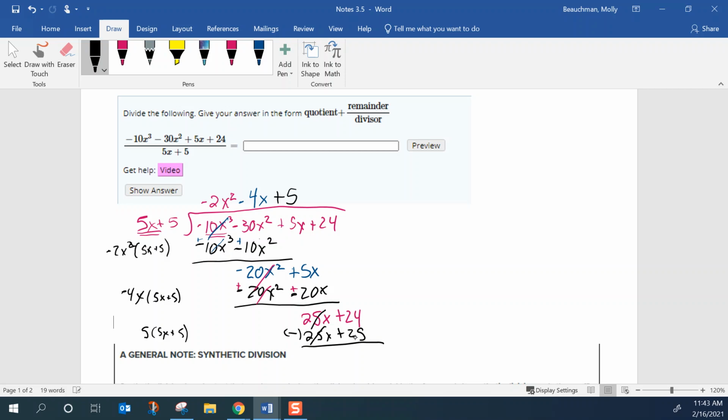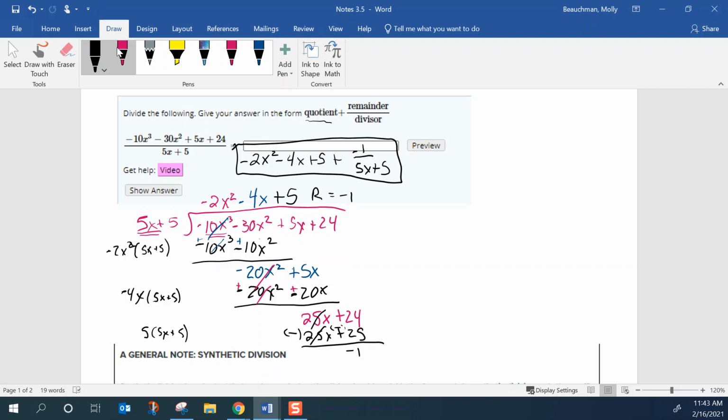These cancel. 24 minus 25 is negative 1, so I have a remainder of negative 1. So I want to write this. It says divide the following. Give your answer in the form quotient plus the remainder over the divisor. So our answer is negative 2x squared minus 4x plus 5 plus our remainder, which was negative 1, over the divisor, 5x plus 5. So that's long division with polynomials.